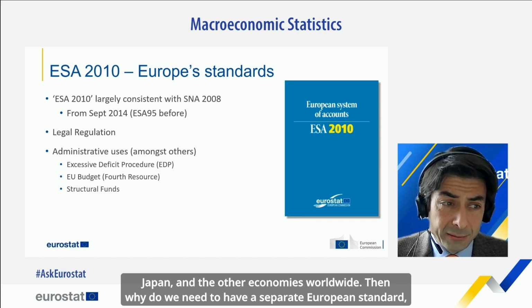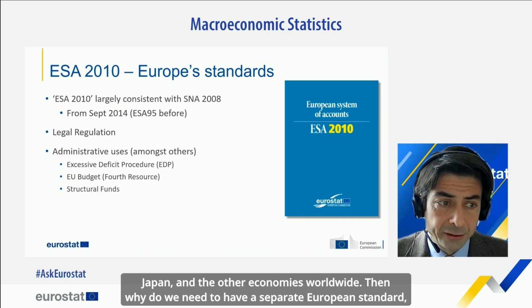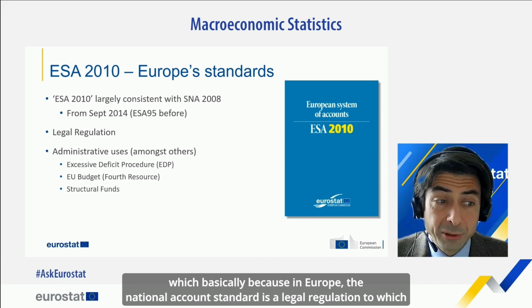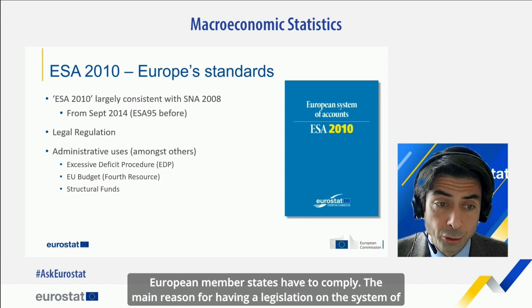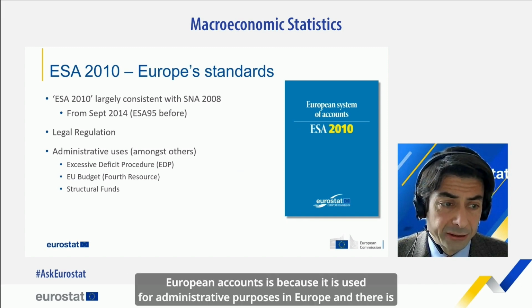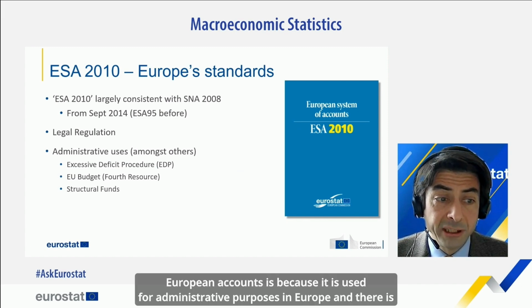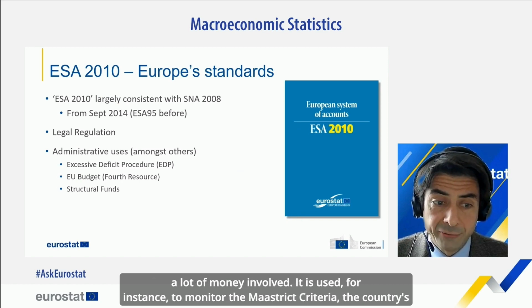Then why do we need to have a separate European standard? Basically because in Europe, the national account standard is a legal regulation to which European member states have to comply. The main reason for having a legislation on the system of European accounts is because it is used for administrative purposes in Europe, and there is a lot of money involved.